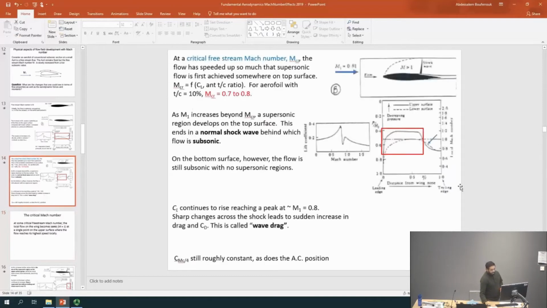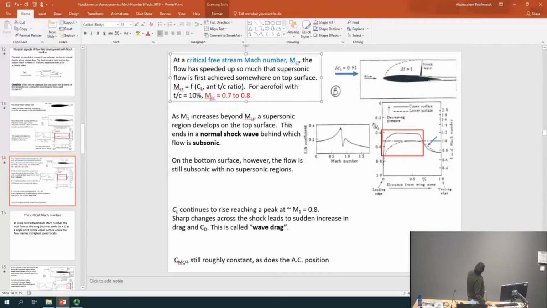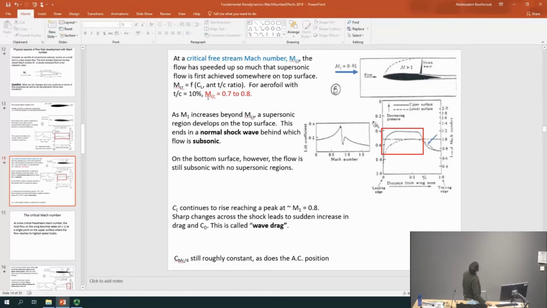So if I ask you in the exam what the critical Mach number is, I do expect you to know how to do that. At M1 equals 0.81, I told you there is already a region of supersonic flow. And typically, the critical Mach number is between 0.7 and 0.8. I'm not sure what type of airfoil you guys are using, but in general, critical Mach numbers for a lot of airfoils these days are between 0.7 and 0.8. So clearly in this case, I'm already at 0.81.